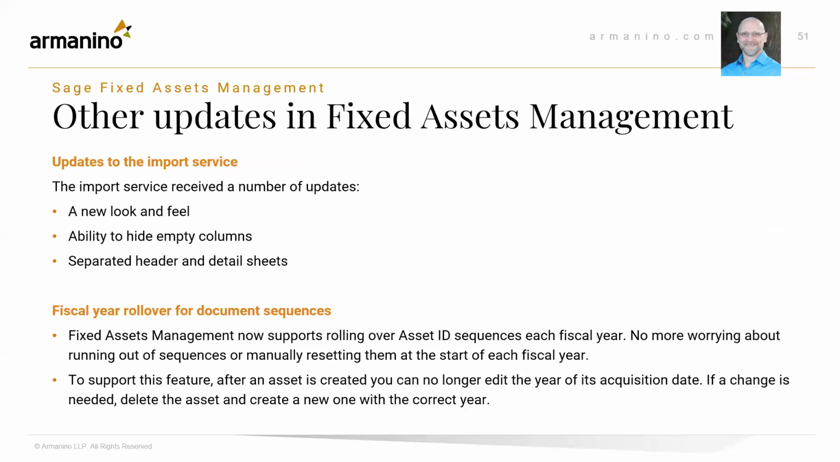There are some updates to the import service: a new look and feel, the ability to hide empty columns, and separated header and detail sheets. Fiscal rollover for document sequences: fixed asset management now supports rolling over asset ID sequences each fiscal year. No more worrying about running out of sequences or manually resetting them at the start of each fiscal year. To support this feature, however, after an asset is created, you can no longer edit the year of its acquisition date. If a change is needed, delete the asset and create a new one in the correct year.